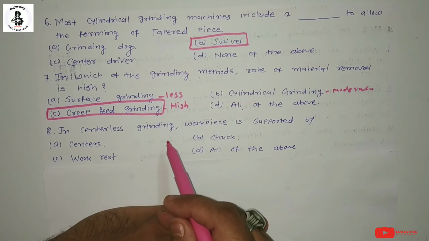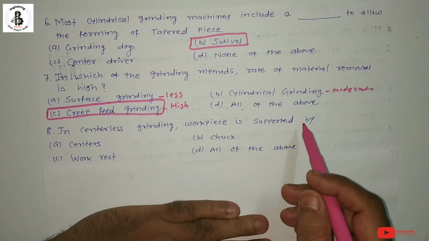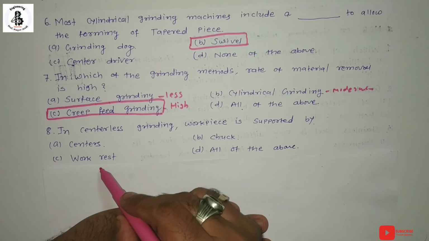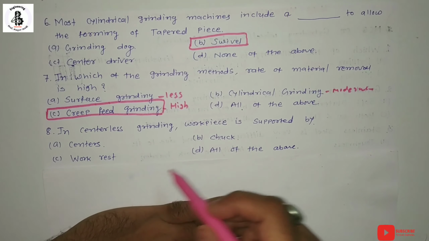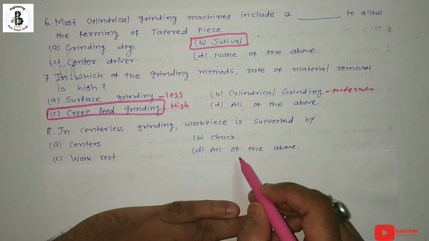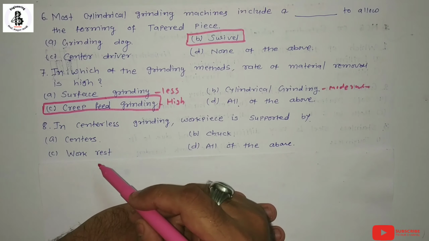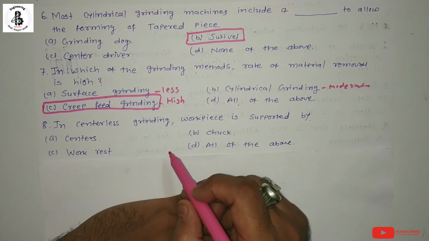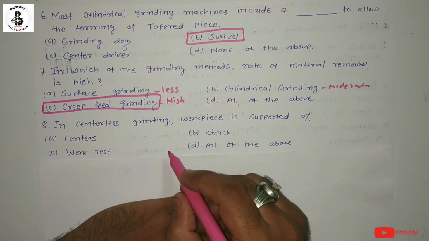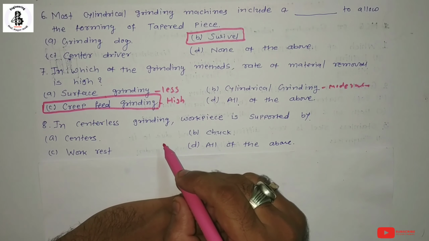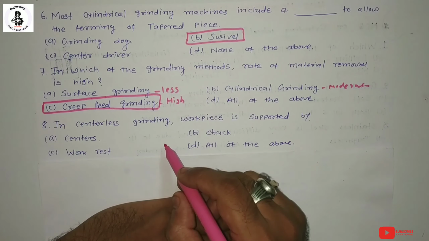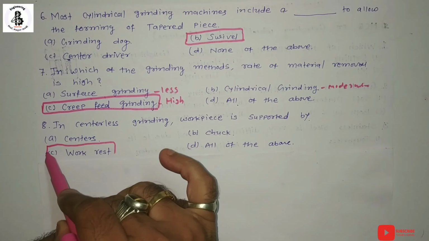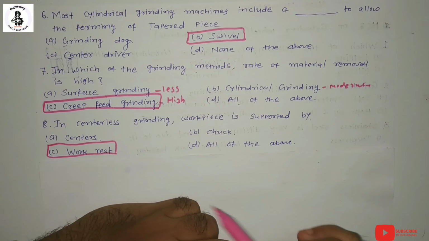In centerless grinding, the workpiece is supported by option A centers, option B chucks, option C work rest, and option D all of the above. For a detailed study of the centerless grinding process, you will find a link in my description box. Basically, in the centerless grinding process, the workpiece is supported by a work rest. So option C will be the right answer.